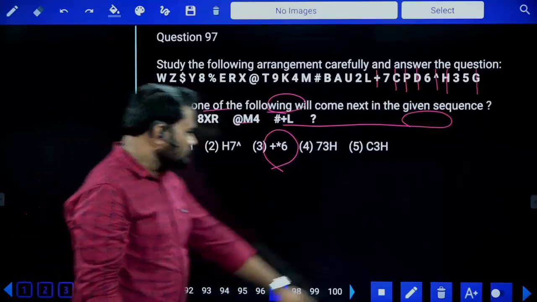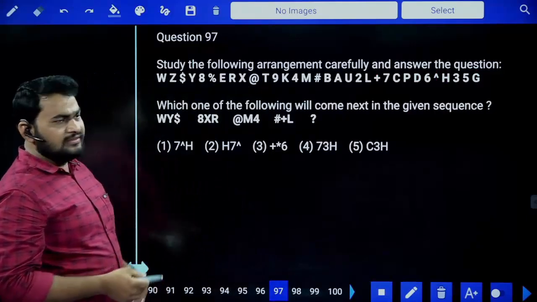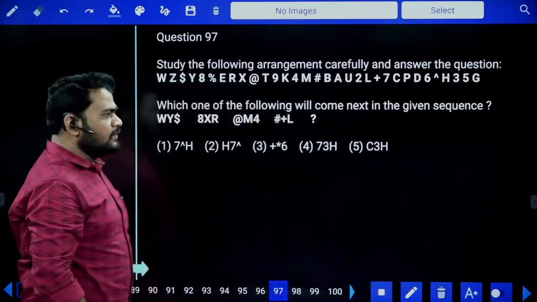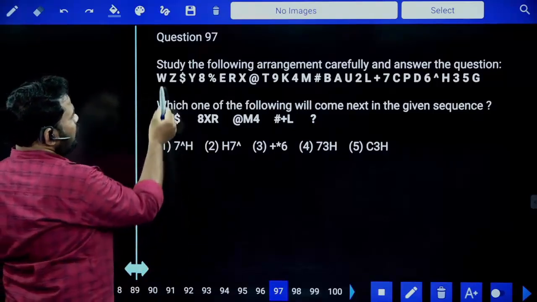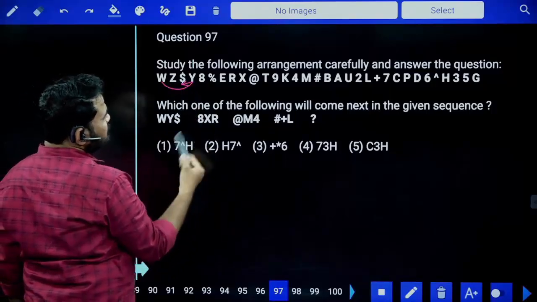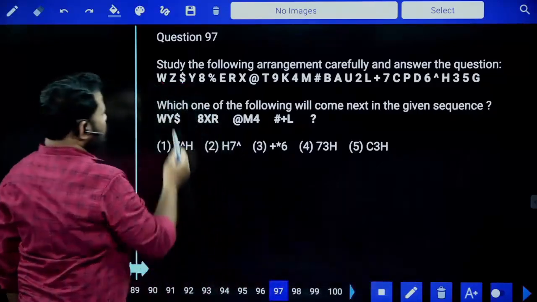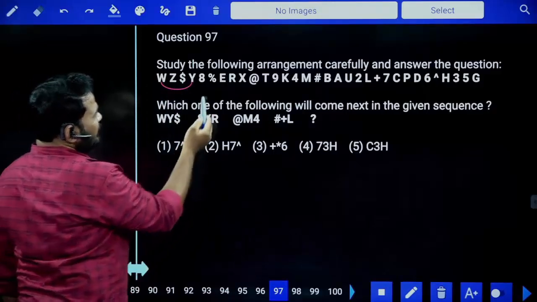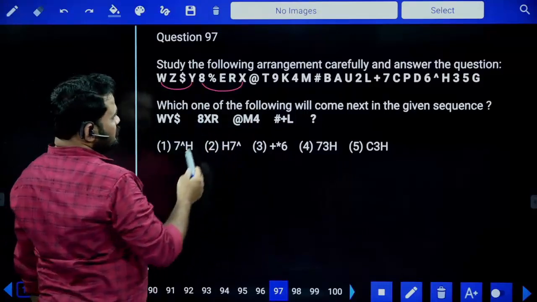Next, which of the following will come next in the given sequence? In this sequence we need to replace the question mark with one of the suitable options. Now WY dollar, here we have W and Y, and immediate left of Y we have dollar. Next 8XR. Between 8 and X we have 3 elements, and immediate left of X is R.